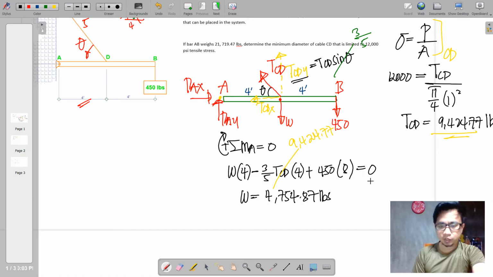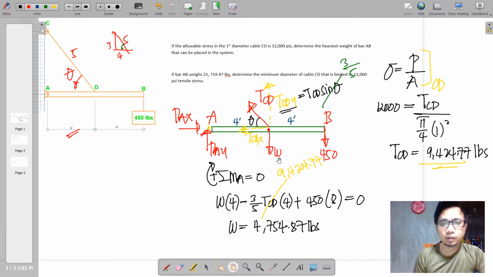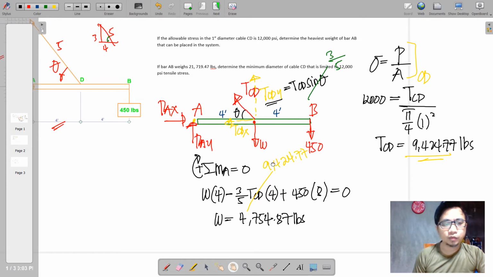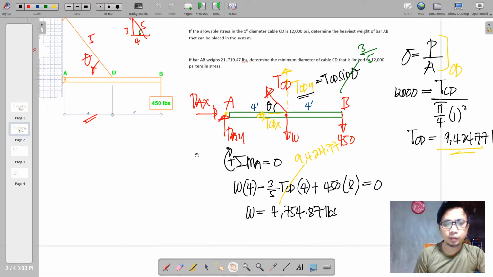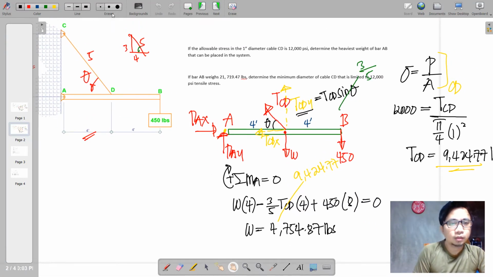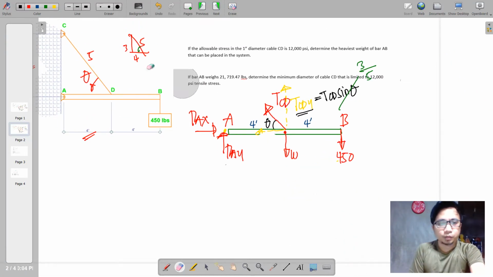So we have 4,754.87 pounds for the W. So the first requirement is now obtained. Okay, so moving on to the second requirement. Okay, perhaps we can clear some of the solution here.